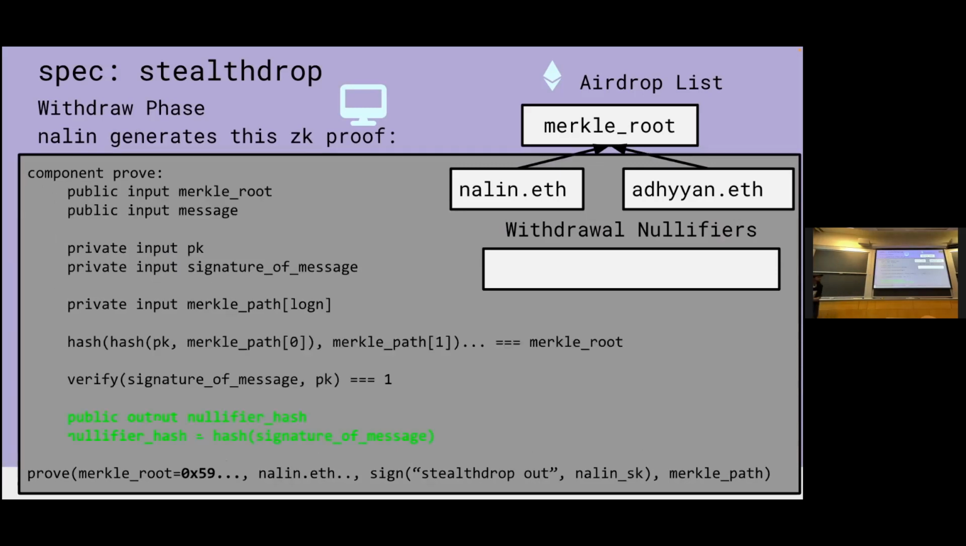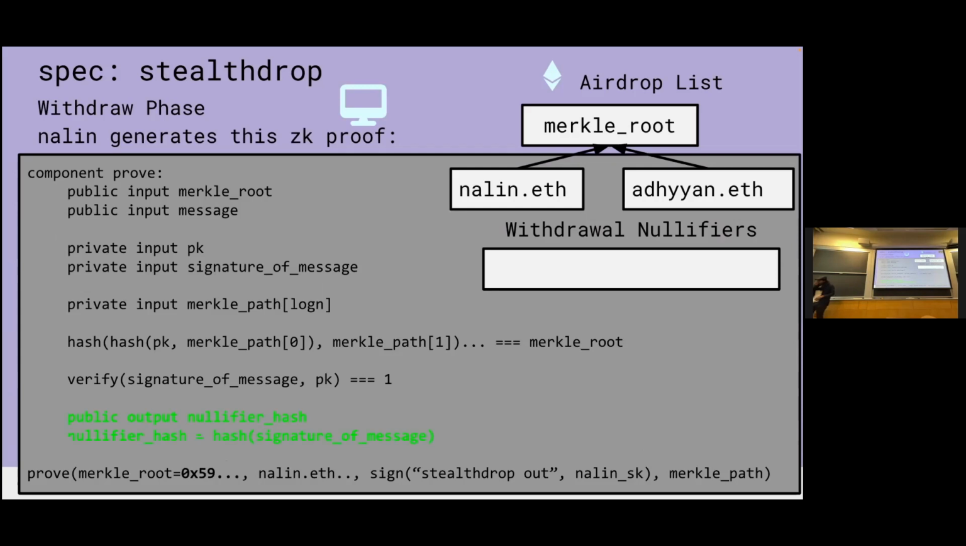So now what is the logic that is actually being proved in the ZK proof? The logic is the Merkle path we've seen before. We just check that the public key is, in fact, in this Merkle tree. Then we verify the signature, again, with the public key and the message. This message here would verify that this is a signature on the message stealthdrop.out. And then we would have the nullifier hash calculation.